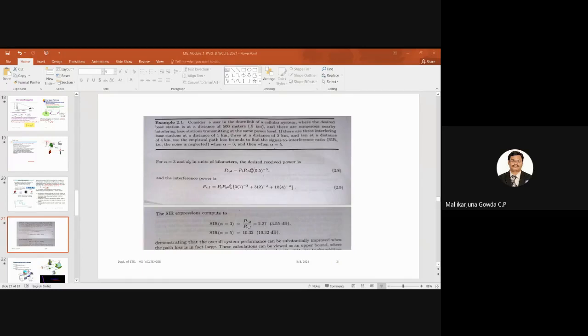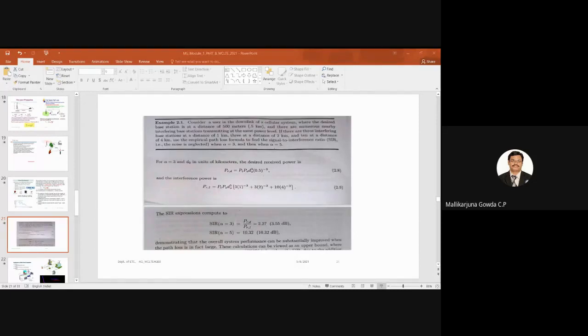Now the signal to interference ratio, how do we compute that? This is the signal power, the desired power, equation 2.8, whatever is written here where I'm moving the cursor. And this one is the interference. The ratio of these two will give you the signal to interference ratio. If I divide this equation by this equation, the PT, P naught, D naught Q will get cancelled. Only 0.5 to the power of minus 3 divided by 3 into 1 to the power of minus 3 plus 3 into 2 to the power of minus 3 plus 10 into 4 to the power of minus 3 will be there.